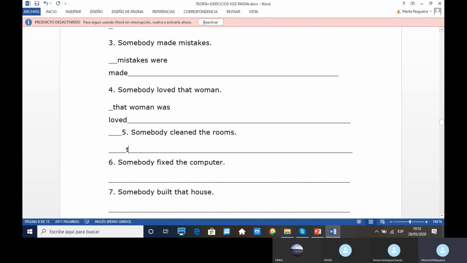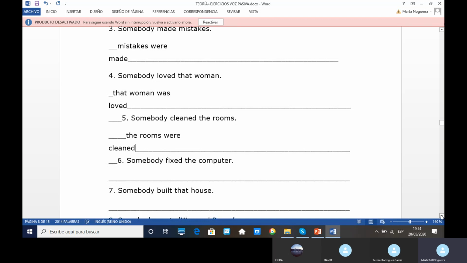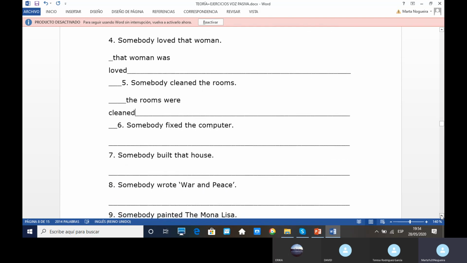Somebody cleaned the rooms. The rooms, ahora lo tengo que poner en plural. The rooms were cleaned. Las habitaciones fueron limpiadas. Y claro, diré, pero es que esto, ¿cuándo digo eso? Las habitaciones fueron limpiadas. Vale, pero es que en inglés suena bien. En español suena que nadie dice eso. Que se entiende, pero en inglés el pasado se está utilizando todo el rato. Incluso es más común decir the rooms were cleaned antes que somebody cleaned the rooms.